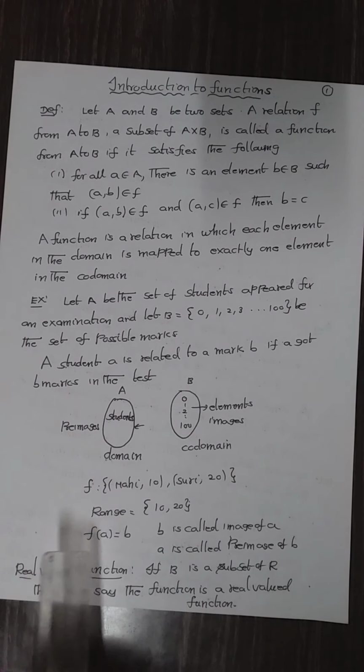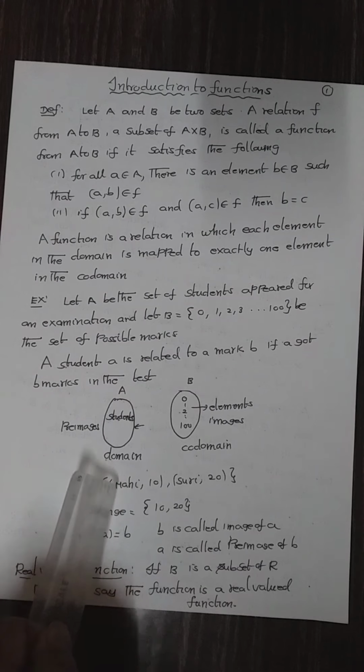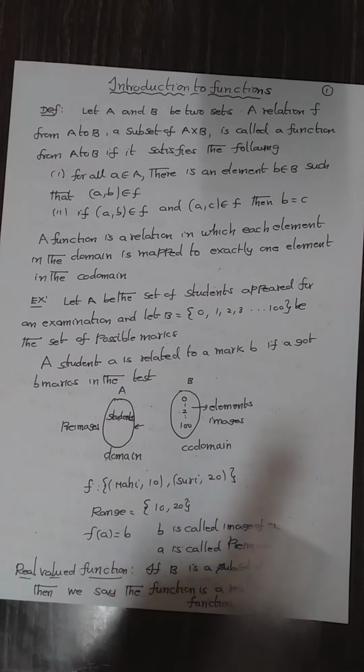And f(a) = b. This is the general form. f(a) = b means here b is called the image of a. For example, the image of Mahi is 10, Mahi's image is 10 marks.